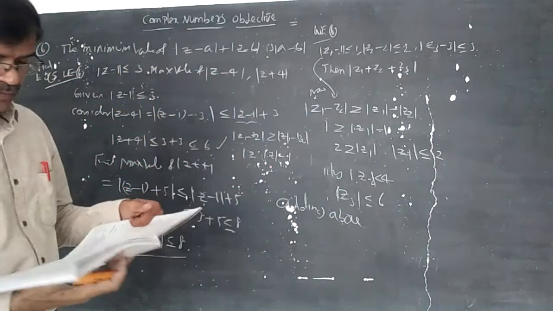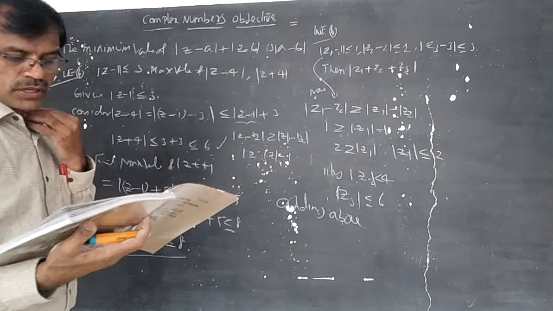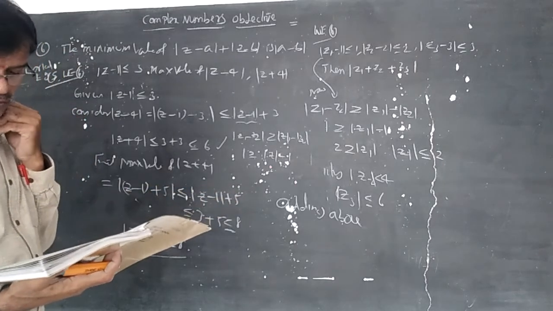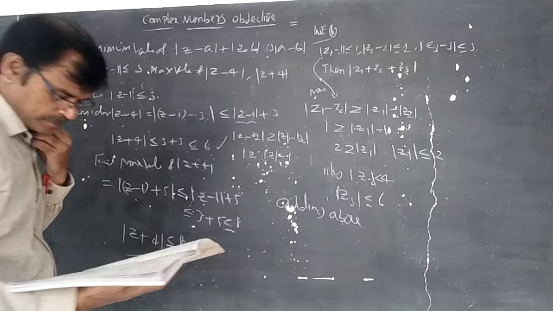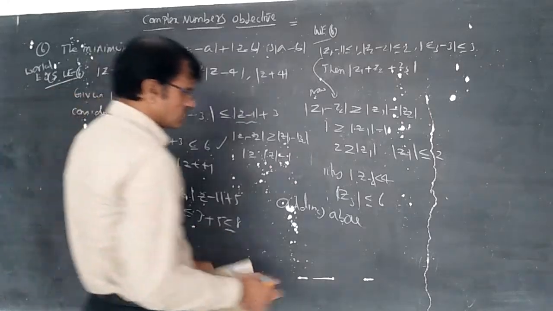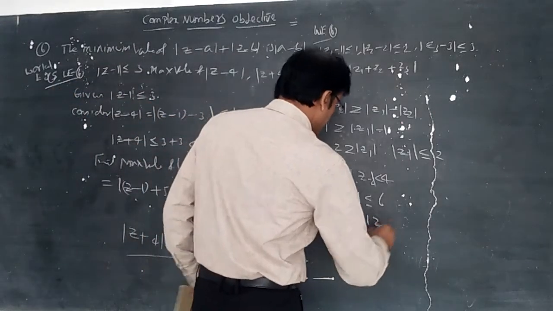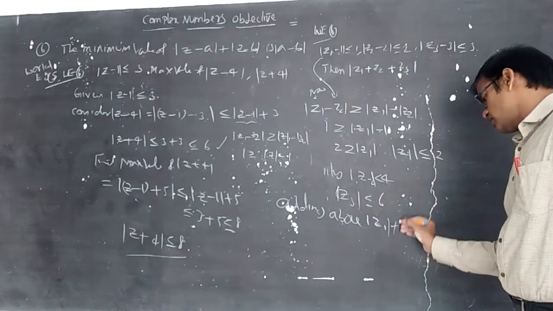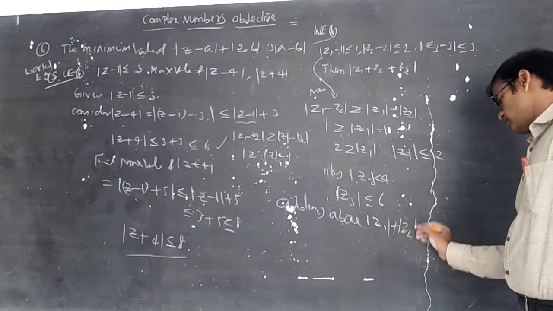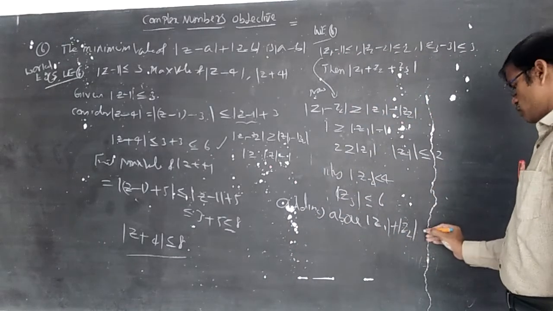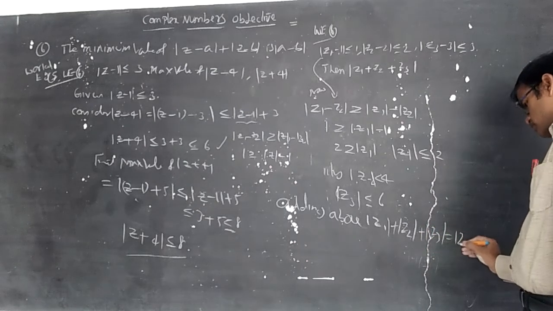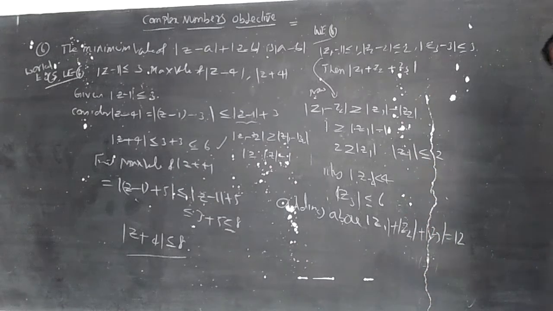What is happening? Adding above: 2, 4, 6. 2 plus 4 is 6, 6 plus 6 is 12. So adding above, we get modulus of Z1 plus modulus of Z2 plus modulus of Z3, and the value is 12. That is 2 plus 4 plus 6.